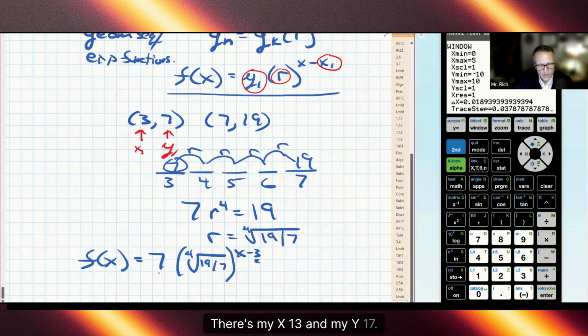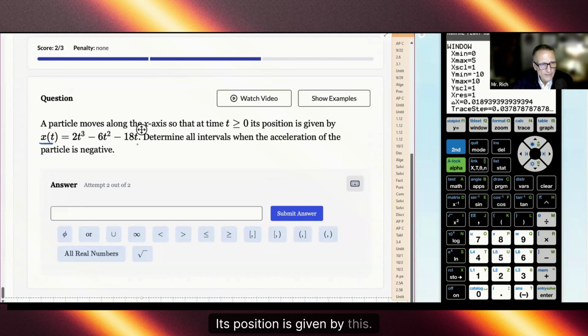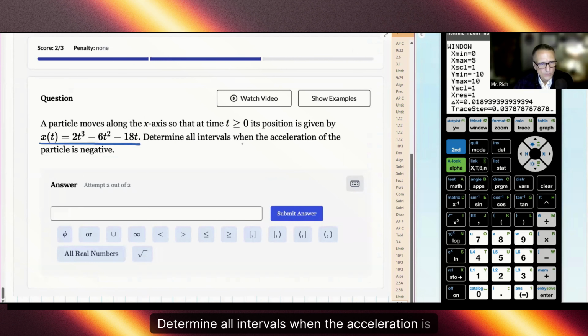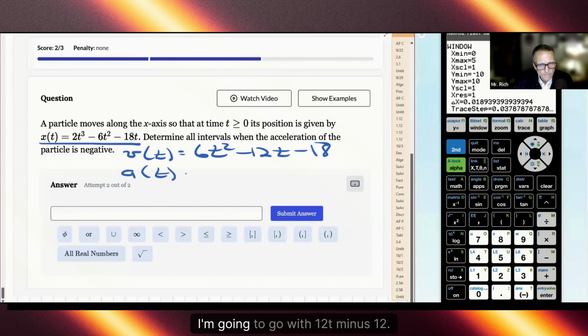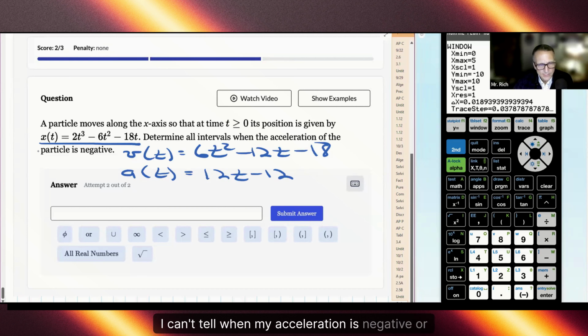All right. A particle moves along the x-axis so that for time t greater than or equal to 0, its position is given by this. Determine all intervals when the acceleration is negative. So we're going to take the velocity, the first derivative. How about 6t squared minus 12t minus 18? The acceleration, I'm going to go with 12t minus 12. I can't tell when my acceleration is negative or positive unless I know when it is 0. So I set it equal to 0.